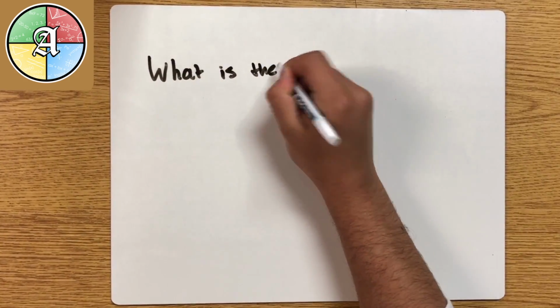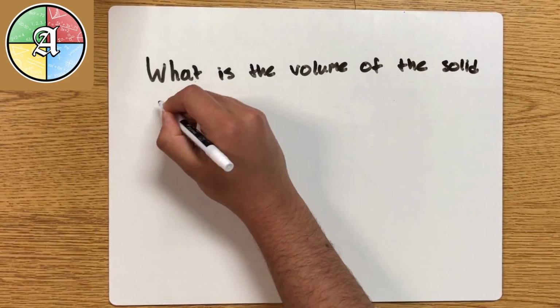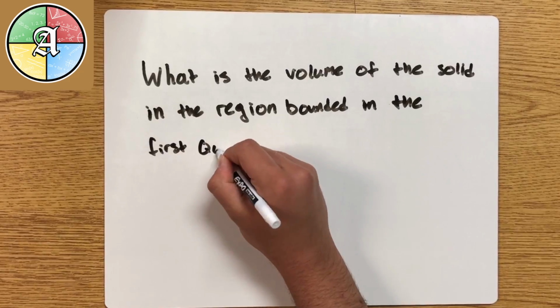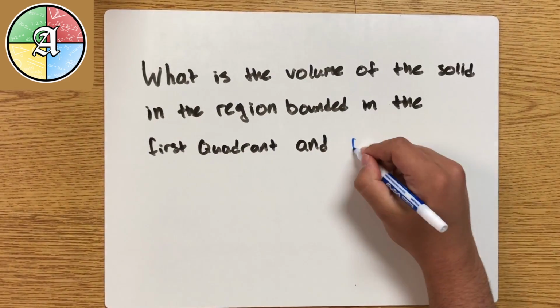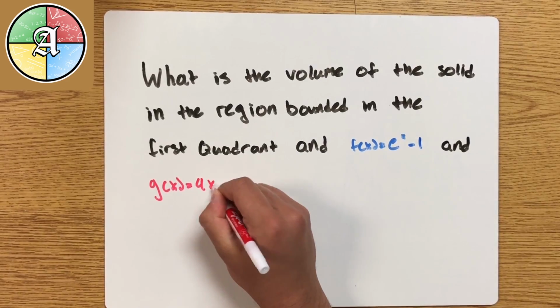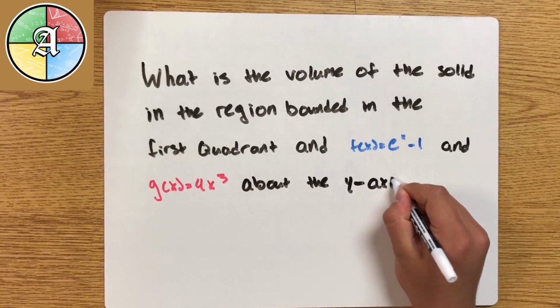So our next problem asks, what is the volume of the solid of the region bounded in the first quadrant by f of x equals e to the x minus 1 and g of x equals 4x cubed about the y-axis.